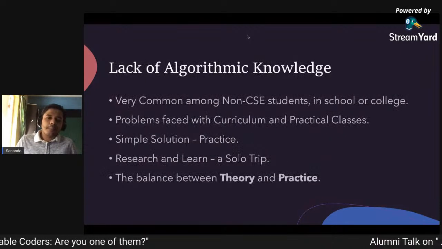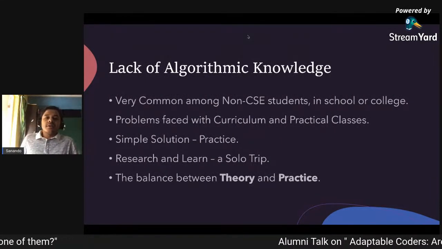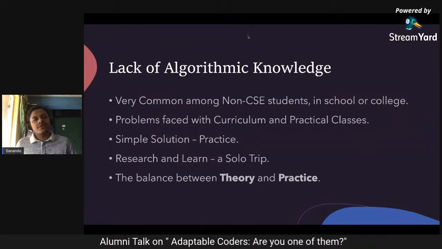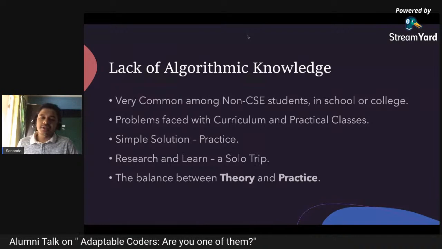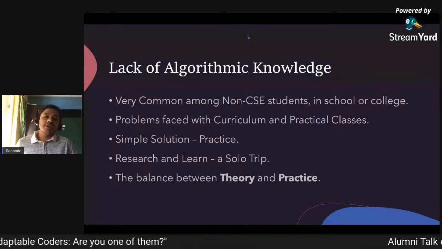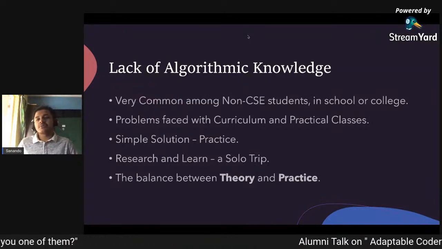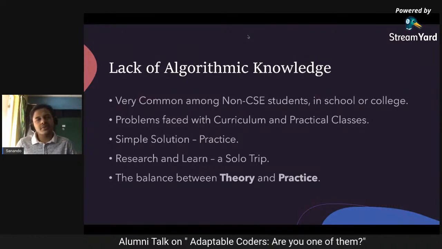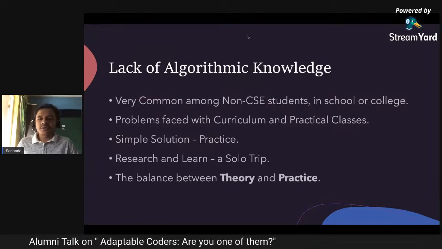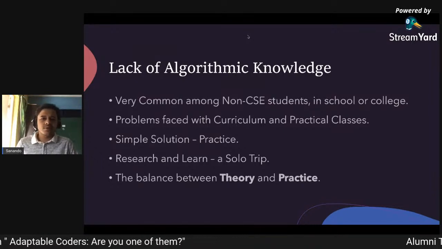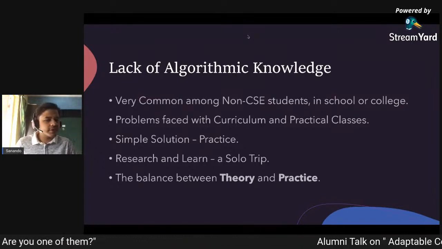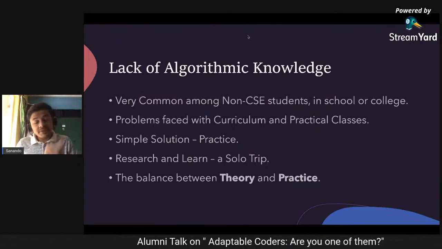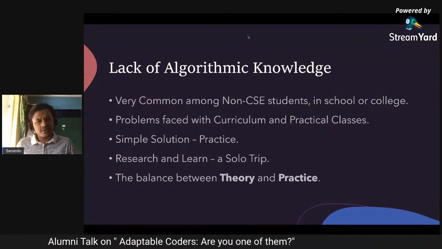So, lack of algorithmic knowledge, as I have written here, is very common among even CSE students themselves, because the college curriculum does not actually cover much of algorithmic coding. There are few subjects, and most of the students that I have met usually just work towards a personal practice, because it's not a very common curriculum thing all over India.